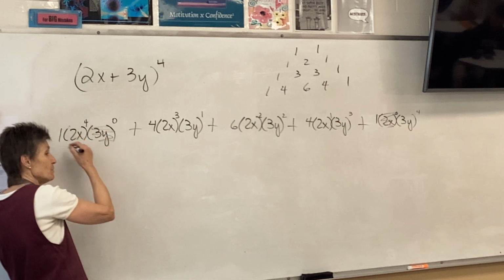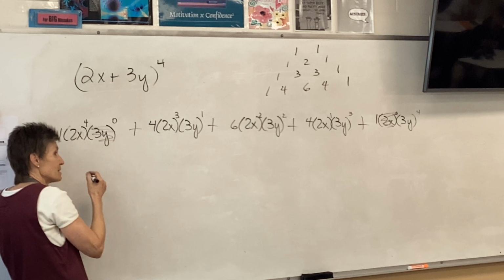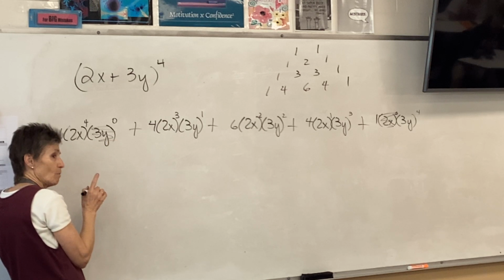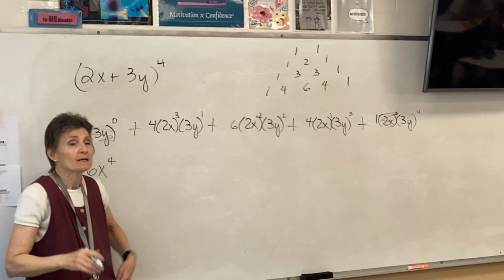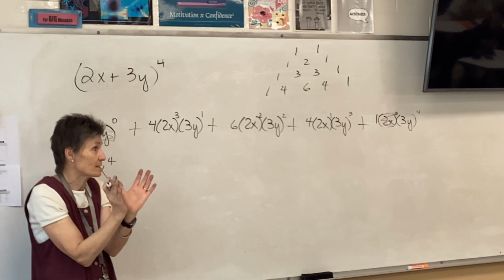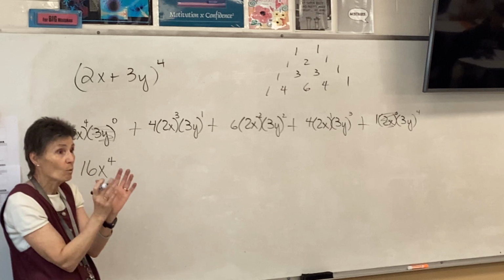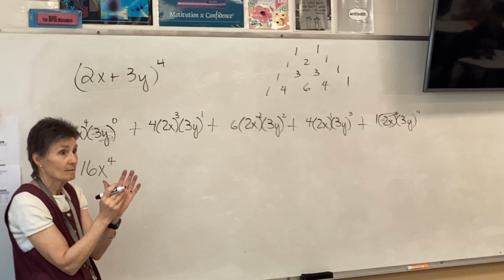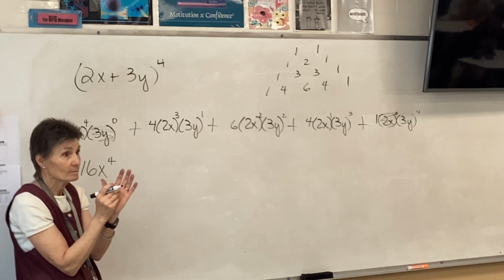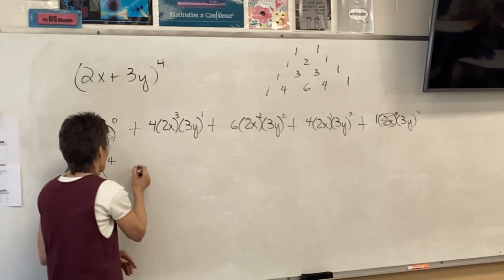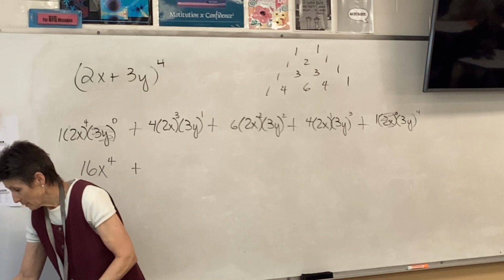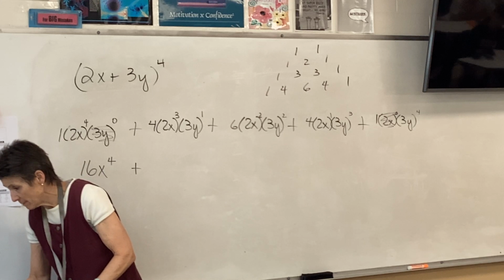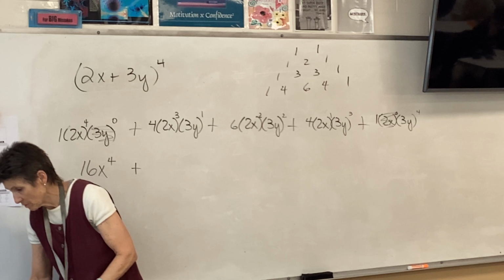What's this equal? And if you say 2x to the 4th, I might come back and smack you. It's not 2x to the 4th. What is it? 16. X to the 4th. Why is it 16? Because you put that 2x in parentheses. And 2x to the 4th means 2 to the 4th, 16. All right? Now what?